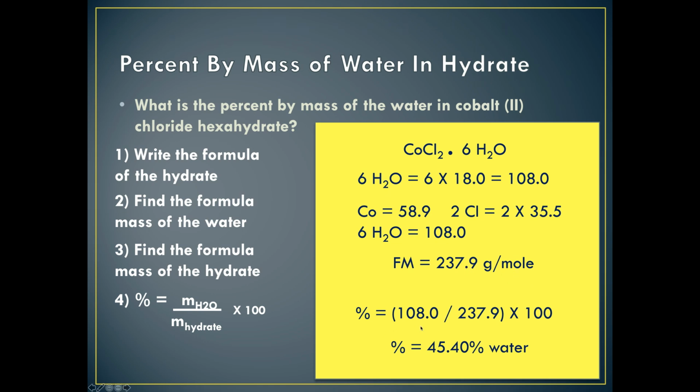Four significant figures leaves us with 4 significant figures in our final answer. And that's how you would find the percent by mass of water in a hydrate. So regardless of how you're doing it, percent by mass is simply the mass of the part divided by the mass of the whole times 100.